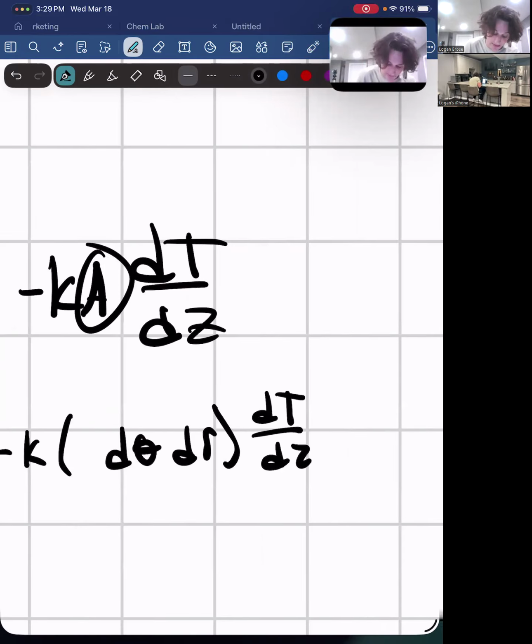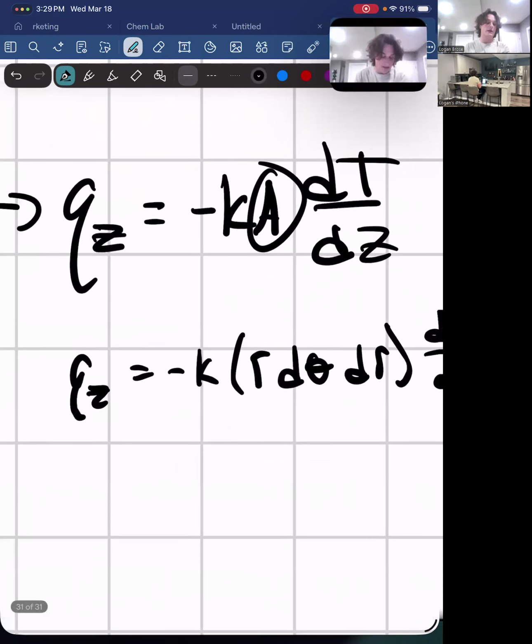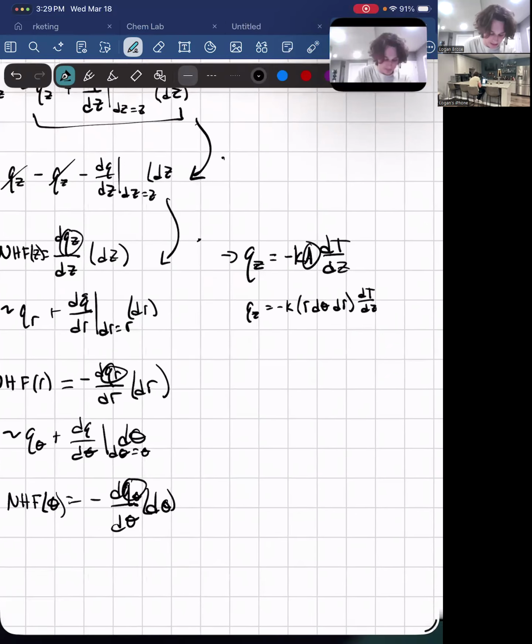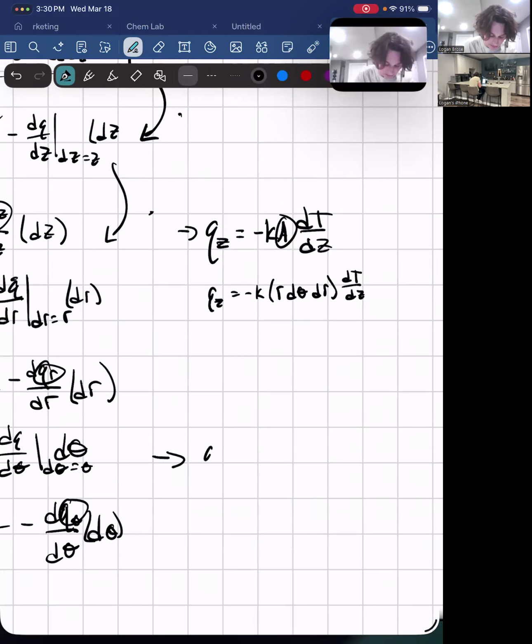dT dz. But like before, theta is not in the correct unit, so in order to change that, we have to multiply by our r. And we can do that for each of our net heat flows here. So we have qr equals minus k. For this one we have our r, so we need our z. So we have our r d theta dz times dT dr.